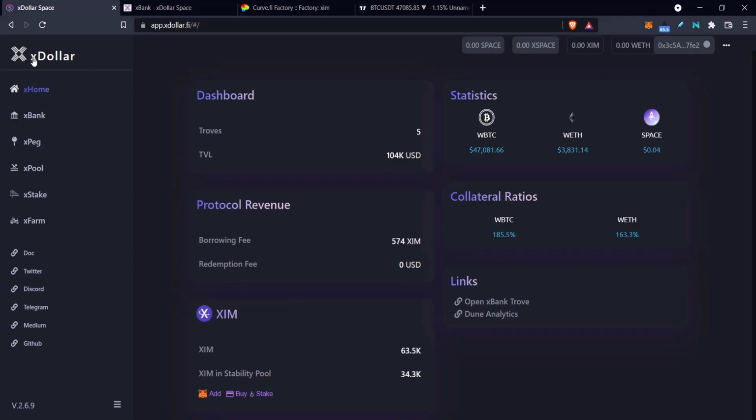Today we're going to take a look at xDollar. Now xDollar is a pretty cool protocol. I like it. It's based on Liquity's LUSD, and I'm a big fan of Liquity's LUSD program and system and protocol. So this one's based on that one, and there's some slight differences, so we'll get into them and I'll kind of show you an overview of what's going on here.